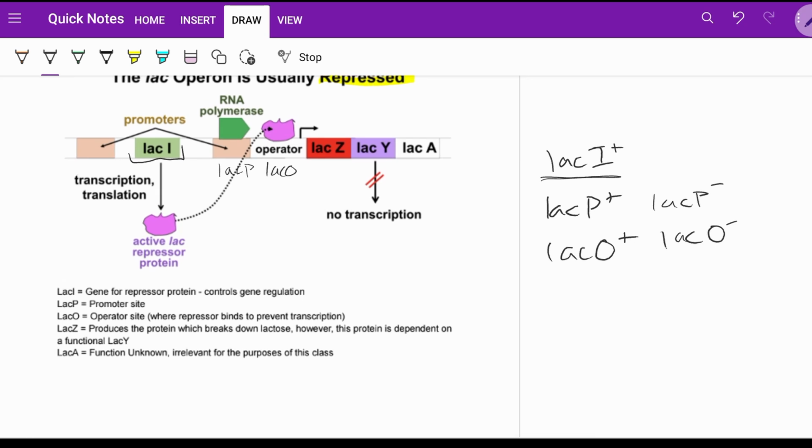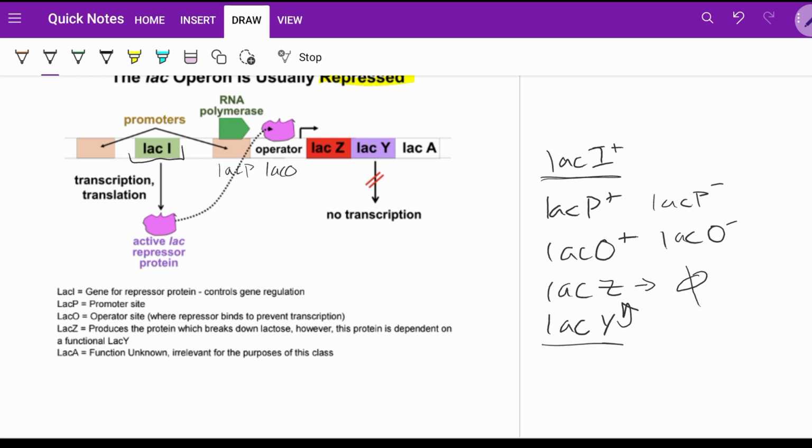We also have lac Z and lac Y. We also have lac A. We don't actually really know what lac A does, and so therefore it's not important for the purposes of what you should know about the lac operon. So we have lac Z, which creates the protein that actually cleaves the lactose and breaks down the lactose for you. And then we have lac Y, which helps lac Z do this.